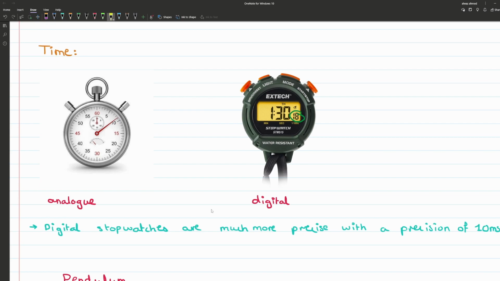Moving on, we can measure time using two instruments, an analog stopwatch or a digital stopwatch. Usually digital stopwatches are much more precise with a precision of 10 milliseconds, while the analog stopwatches have a precision of only 20 milliseconds or less.